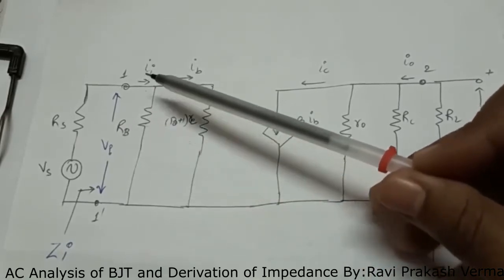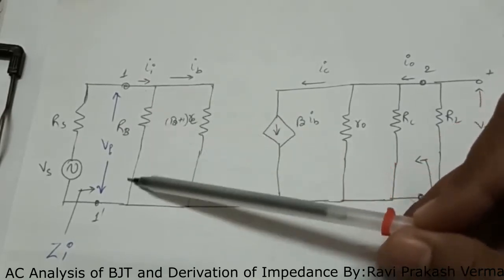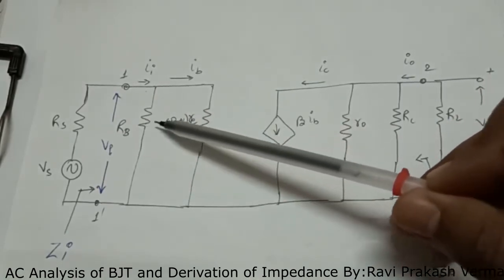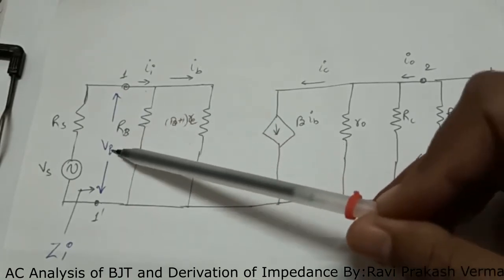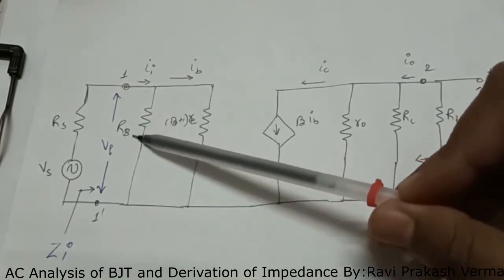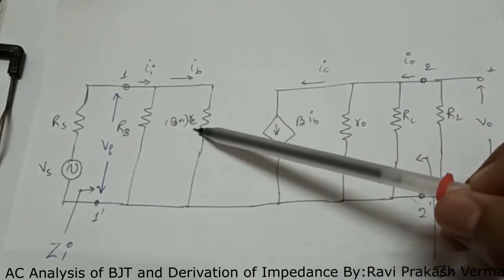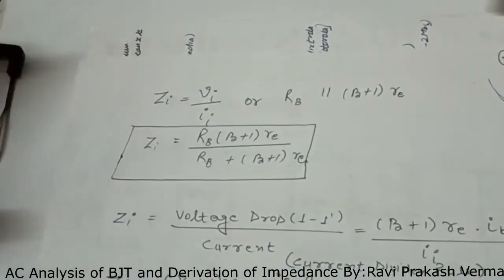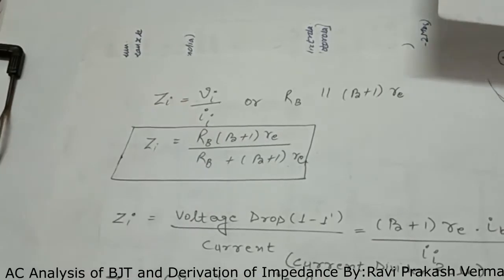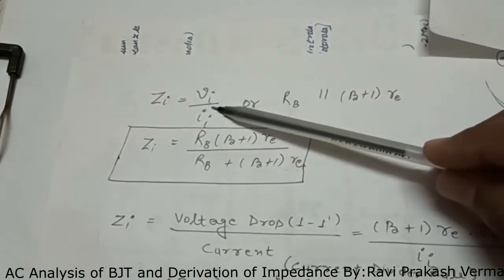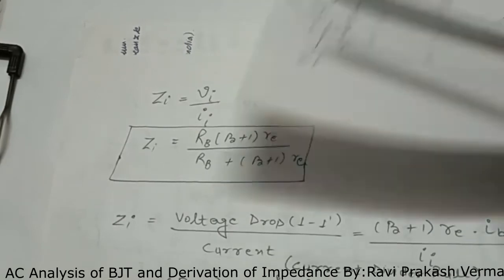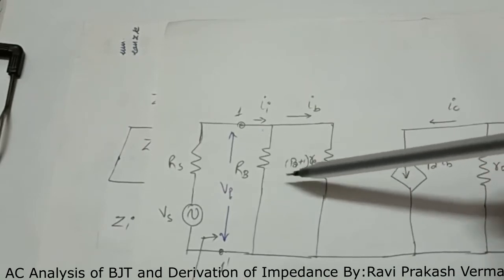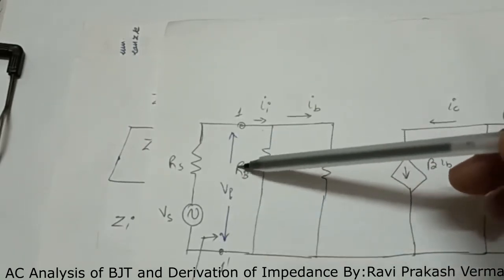From this relation, one more thing: the voltage across this base resistance is equal to the voltage across this resistance (beta plus 1) Re, because these two resistances are in parallel. So this Vi is equal to the voltage drop across Rb and the voltage across this (beta plus 1) Re. So we can say that input impedance is equal to Vi upon Ii, or we can also say that the impedance between these two nodes is equal to the parallel of these two resistances.